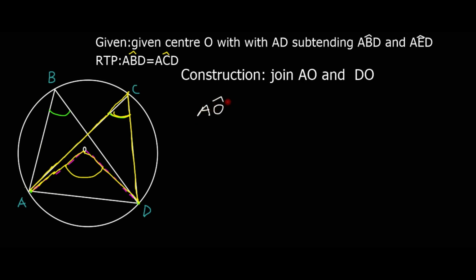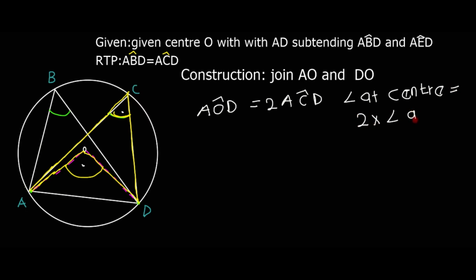angle AOD is equal to 2 angle ACD. It means this angle is 2 times this one. And then we give the reasoning: angle at center is equal to 2 times angle at circumference.